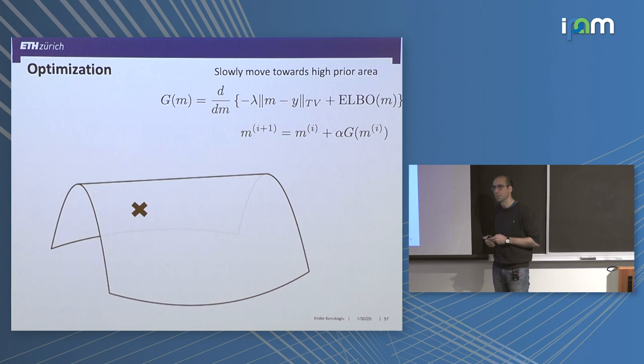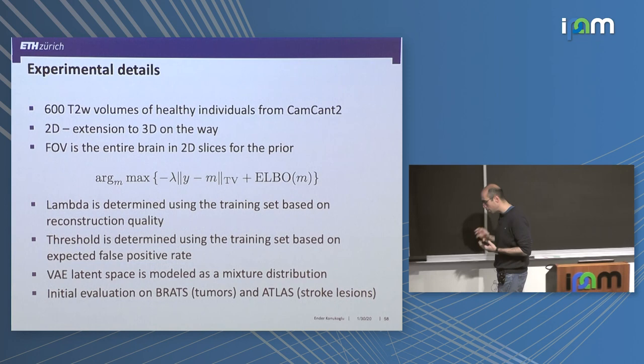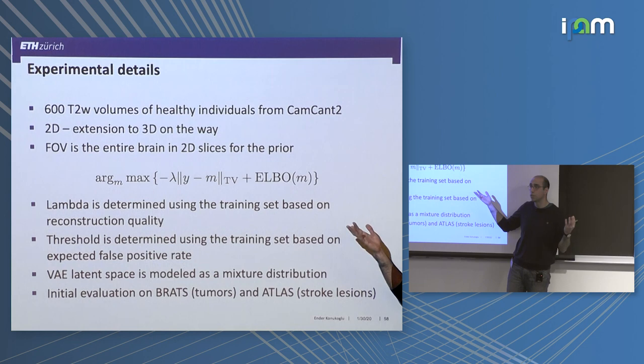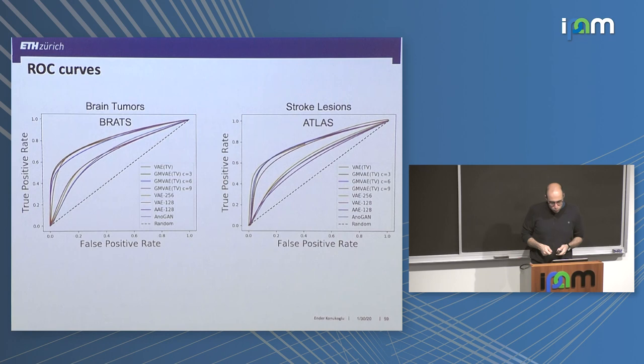Now, what we did was we did some experiments. We took images from healthy individuals, about 600 of them. We fed this normative distribution model, and then we took the entire BRATS dataset and the entire ATLAS dataset and looked at whether this normative distribution was powerful enough to identify the abnormalities in there. So what we got was actually quite motivating.